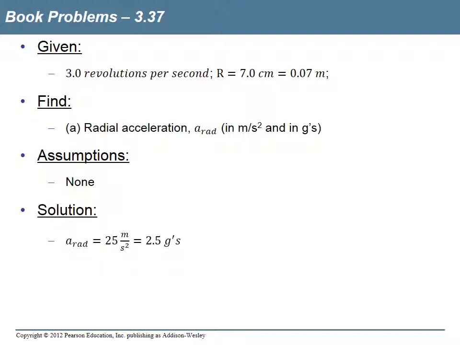So your solution is here. You end up with 25 meters per second squared, which is about 2.5 G's with a little bit of rounding. I think exactly it would end up being 2.55 G's. So maybe I should have rounded that to 2.6 G's, but yeah.